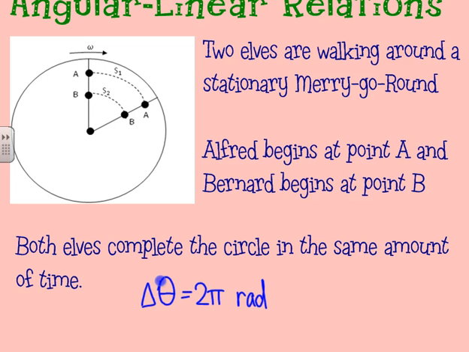What about the angular velocities of these two? How do they compare? Well, we know angular velocity is the angular displacement divided by time. The angular displacement is the same because they're going around one full circle. And it says they do it in the same amount of time. So the angular velocity of Alfred is the same as the angular velocity of Bernard.